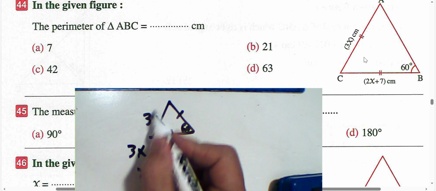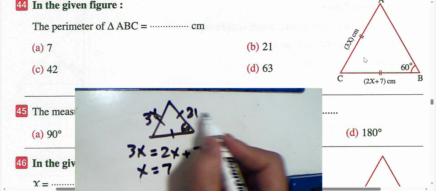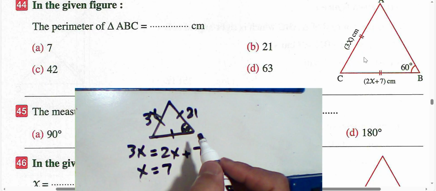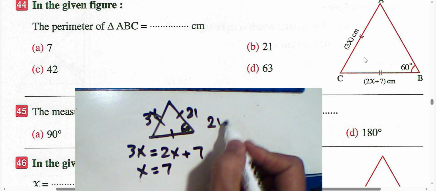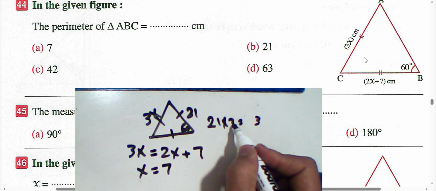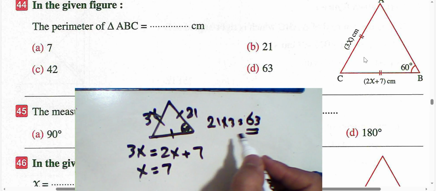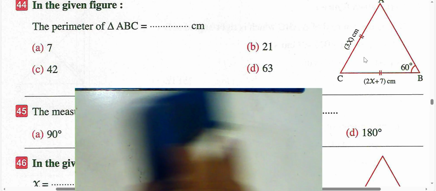Okay, then the side length here is 3x. 3 times 7 is 21. Then we have three equal sides, each one of them 21. Then the perimeter equals 21 times 3. 3 times 1 equals 3 and 2 times 3 equals 6. Then the result will be 63.